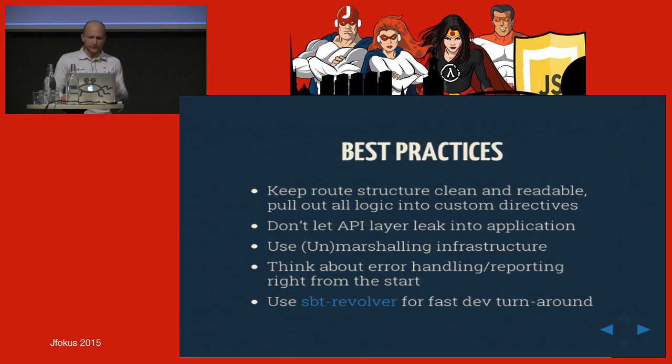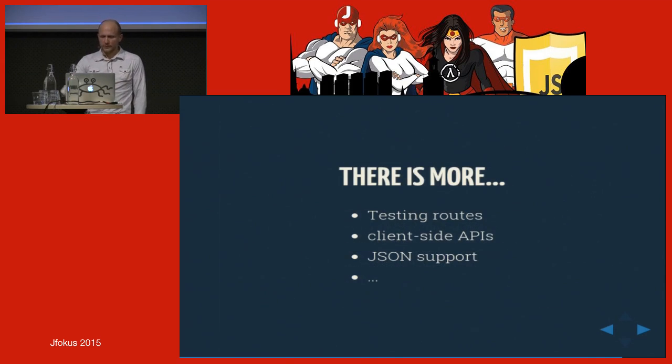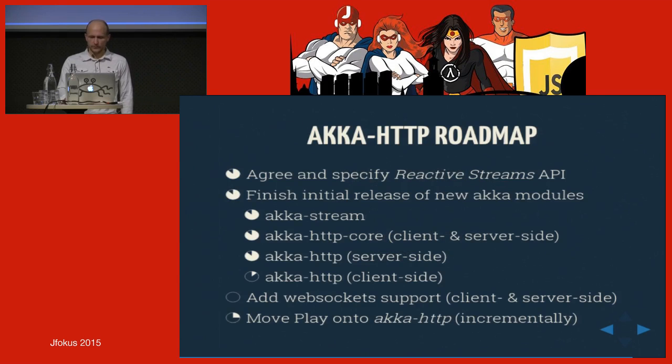Use the unmarshalling infrastructure, and there's a small link to a tool in Scala called SBT Revolver, which can help you with fast development turnaround. Not much more. There's more that I could be talking about. There's stuff about testing. We have support for testing this kind of structure in a nice way. Client-side APIs, high-level APIs I haven't really shown. Then there's always a topic of JSON support and so more.